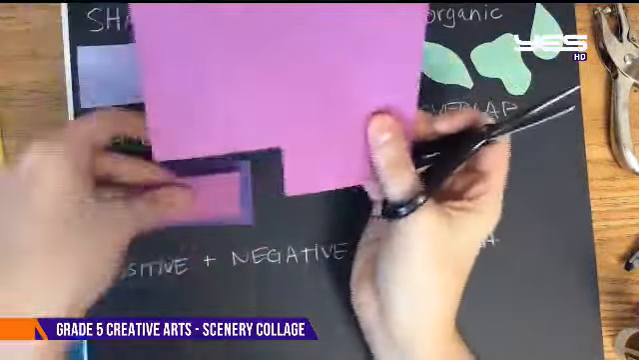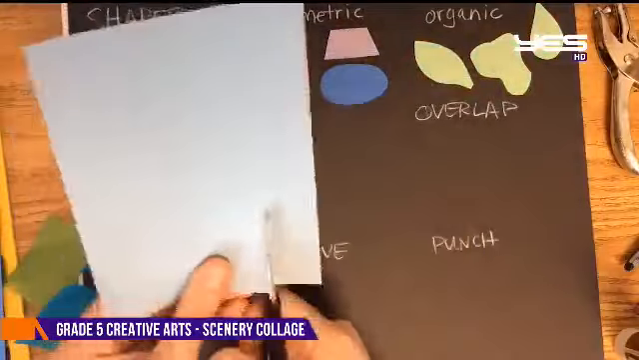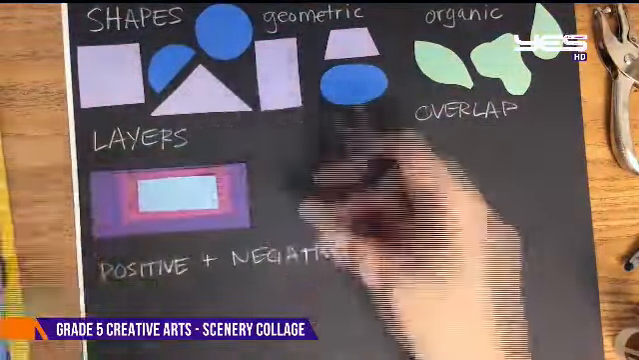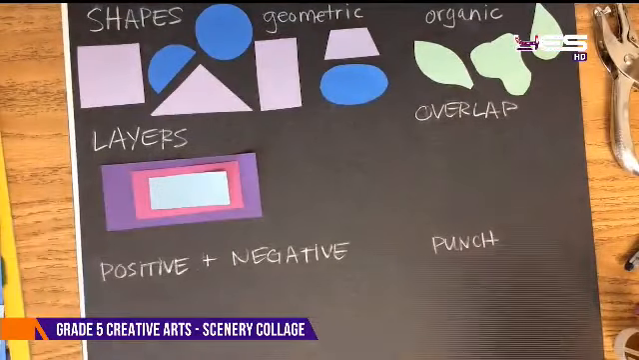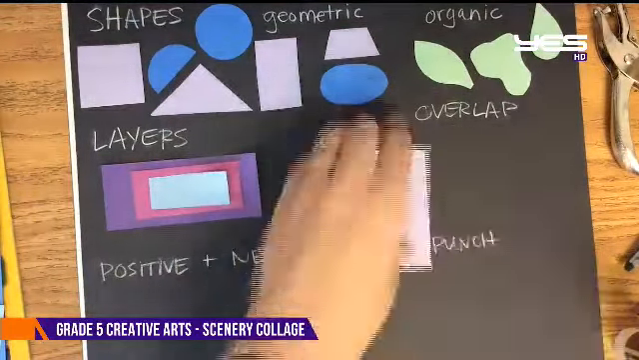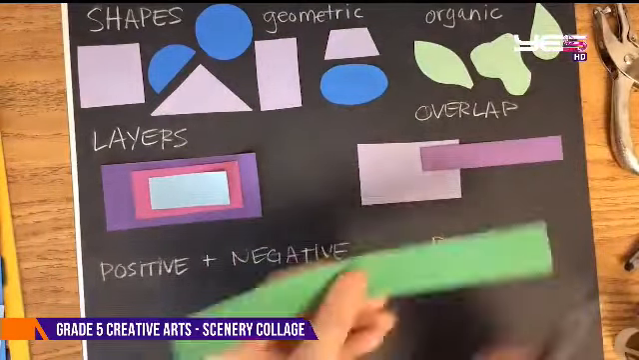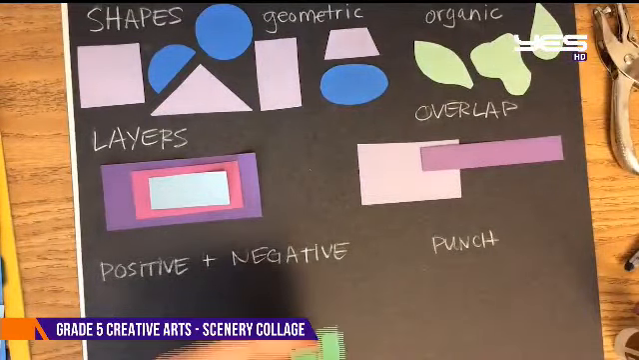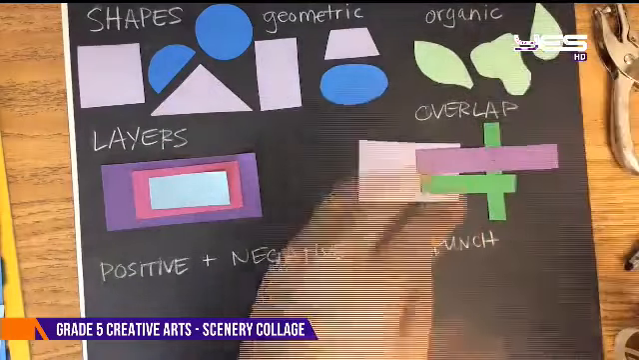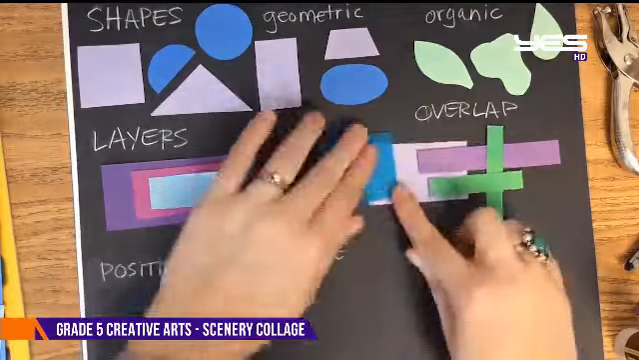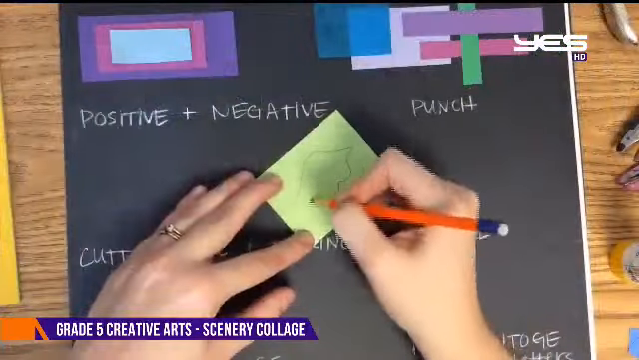Next, I'm going to layer by cutting out a shape and putting paper on top of other paper to create depth and layers of paper to make details. Next, I'm going to show you overlapping. Overlapping is similar to layering. It's the same idea that you can create details and interest by creating shapes that go over or under each other. Next is positive and negative.